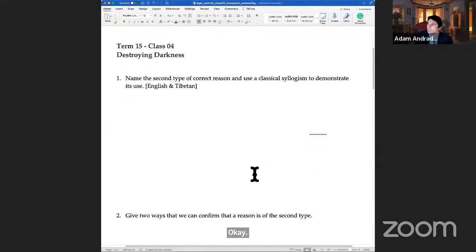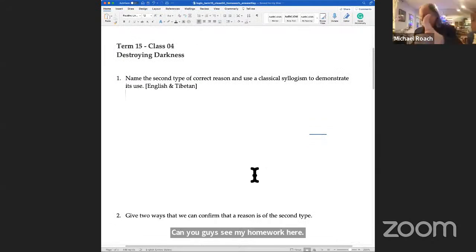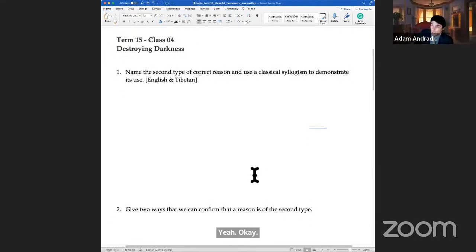Can you guys see my homework here? Yeah. Okay. All right. Name the second type of correct reason and use a classical syllogism to demonstrate its use.